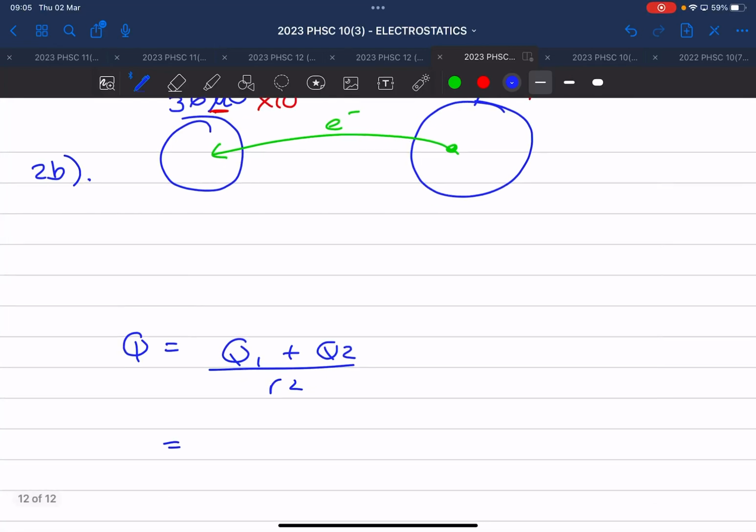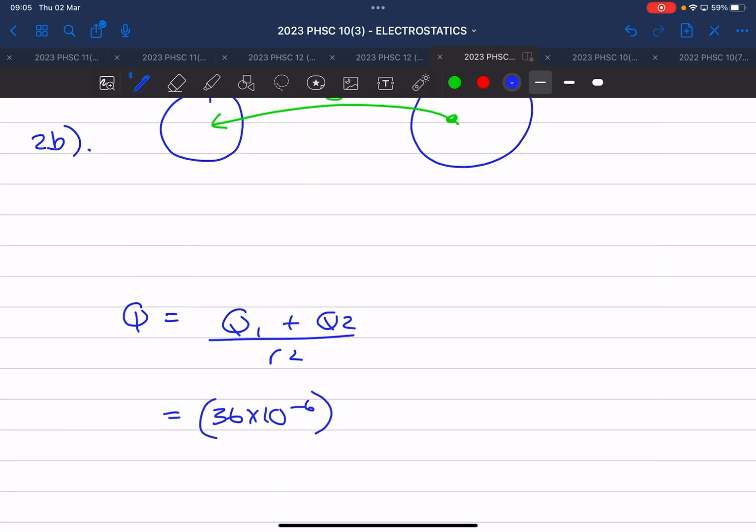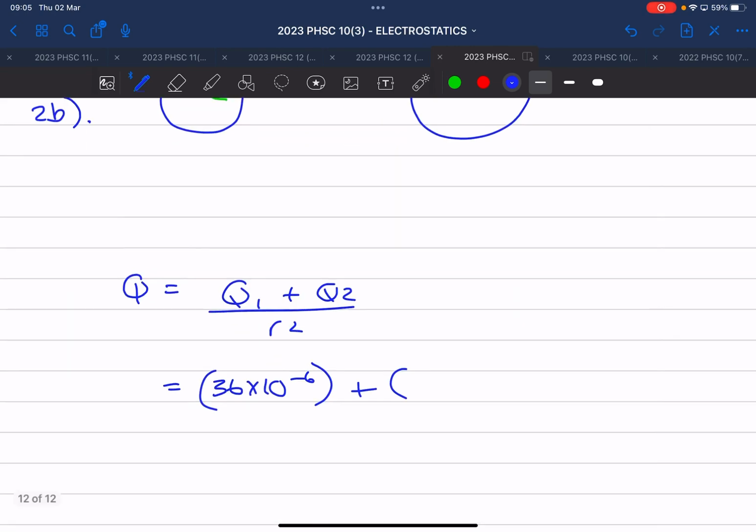Okay, so this is 36 times 10 to the power of negative 6 plus negative 100 times 10 to the power of negative 6 over 2. And why do we divide by 2? There's 2 objects. If there was 3 charges attached, then we would divide by 3. 4, divide by 4. Alright, now if you do that, what do you get?